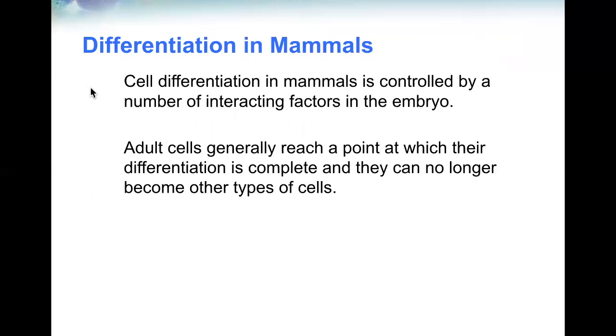Cell differentiation in mammals is controlled by a number of interacting factors in the embryo. Adult cells generally reach a point at which their differentiation is completed, and they no longer become other types of cells.